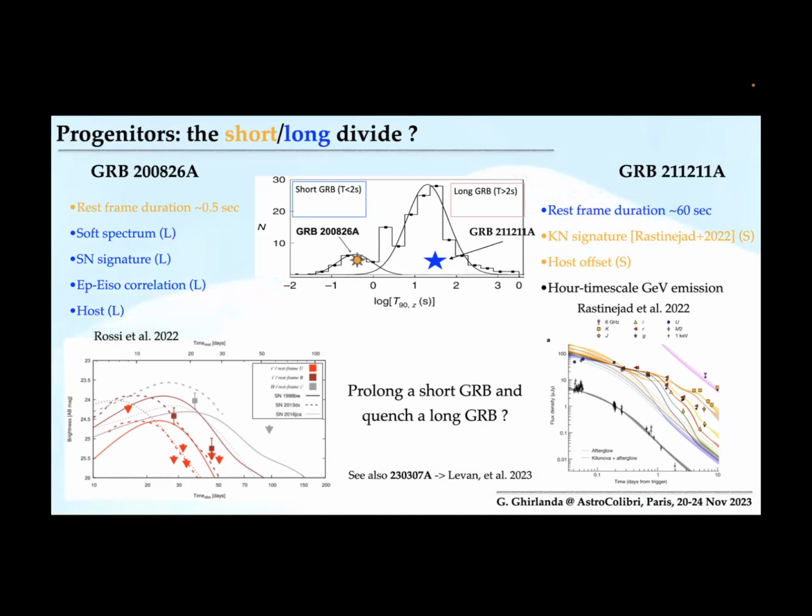The other way is here. Here, the event that Mario already presented was an apparently long duration GRB, but again, the optical signature is of a too faint and too fast evolving supernova, if it were a long GRB, which is instead interpreted as a kilonova. And now this event, like the other one mentioned before, 230307A, poses the opposite question. How is it possible that from a merger of two neutron stars, you can sustain the emission up to tens of seconds? And here, I would say that there is still no clear answer.